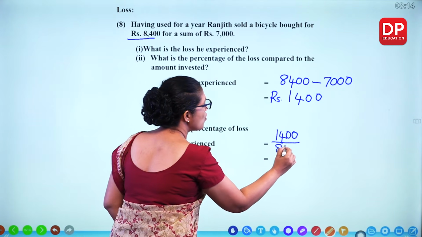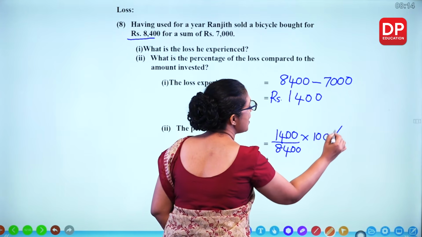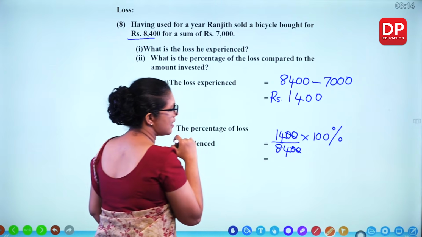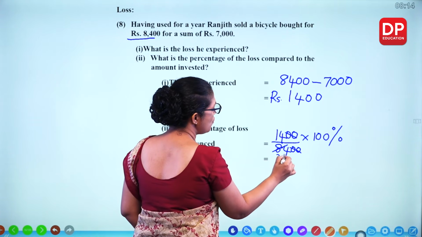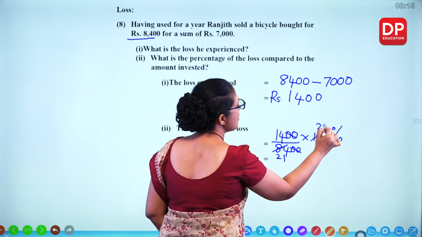So 8,400 into 100 and divide by 100. 2 zeros get cancelled out. Then 4 times 2, 4 times 1. 4 times 25.